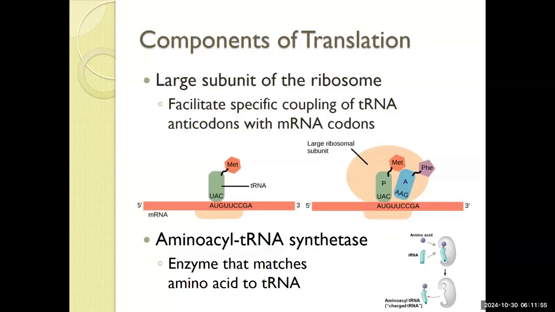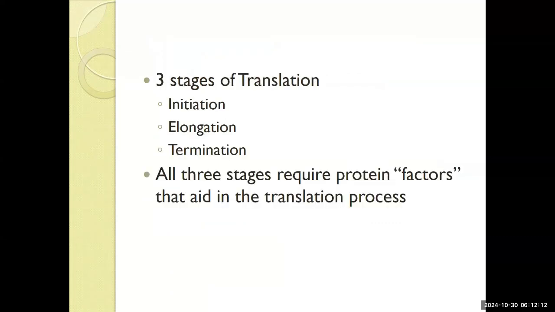Once it does, the tRNA will leave, and an amino acyl tRNA synthetase enzyme will help match it back to its correct amino acid so it can be reused and redeliver new information. The 3 stages of translation are very similar. There's an initiation phase, an elongation phase, and termination phase. All 3 stages require protein factors that will aid in the process.